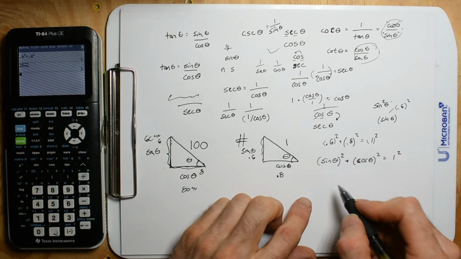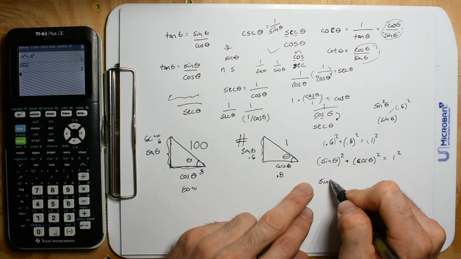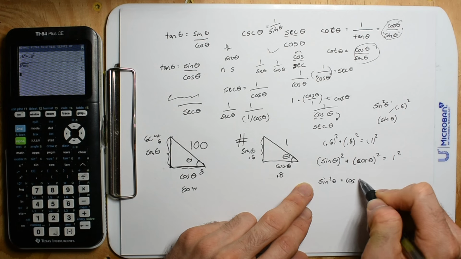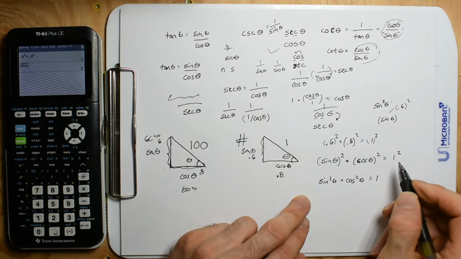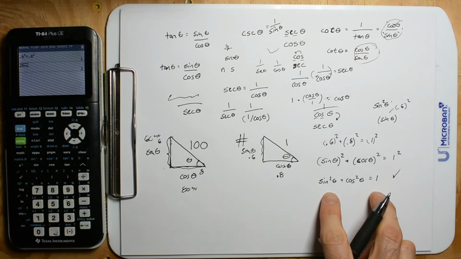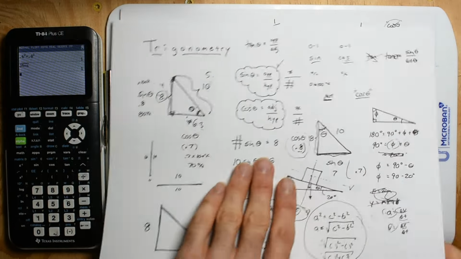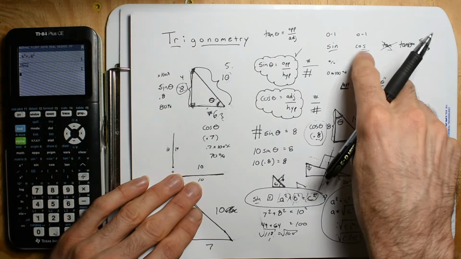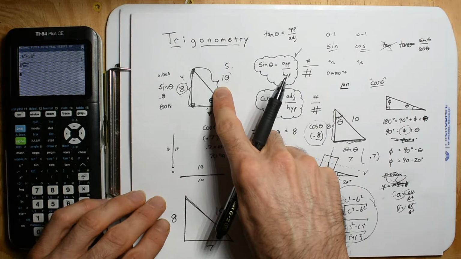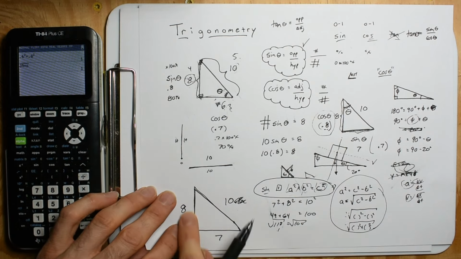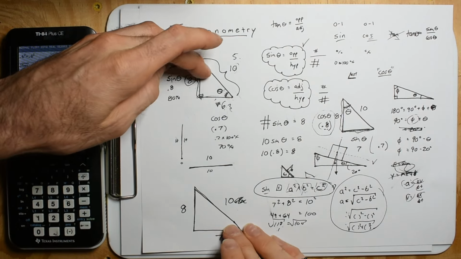But this is where that relationship comes from. You see it all the time. Sine squared theta plus cosine squared theta is equal to 1. But I don't have to memorize this one. We go back to the basics of what I want to memorize: the fact that sine and cosine are a fraction of the hypotenuse, and the fact that we have Pythagorean's theorem. Just those two things are gold.